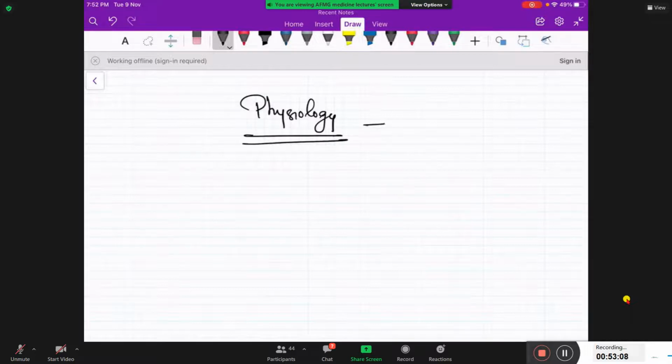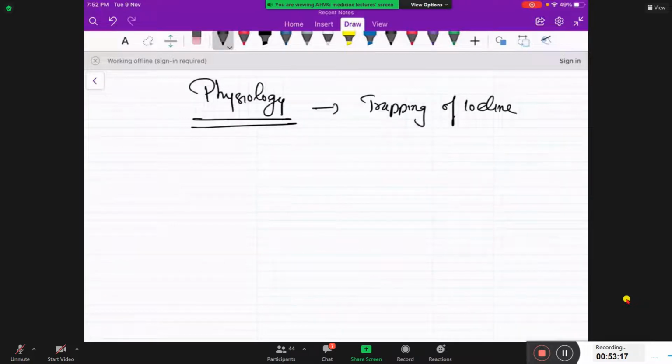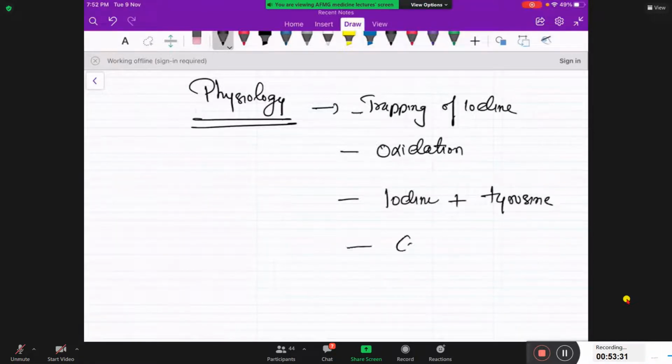The first step is trapping of iodine. Second step is oxidation of iodide to iodine. And third step is combination of iodine with tyrosine. And the fourth step is coupling. And then you all know that T3 and T4 is released.